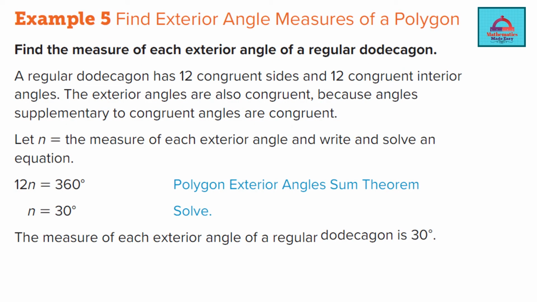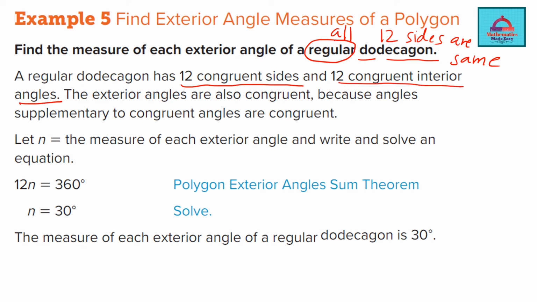A regular dodecagon has 12 congruent sides. So if you remember from a previous video which was on interior angles, do means 2, deca means 10, dodecagon means 12. So total it has 12 sides. And it's a regular dodecagon. So all 12 sides are the same, or they are equal in measure. That's why 12 congruent sides and 12 congruent interior angles accordingly.